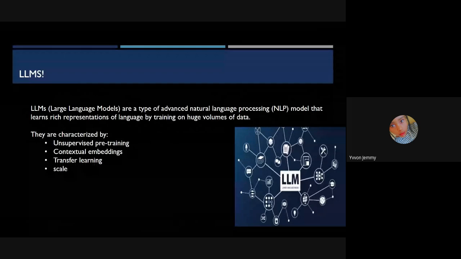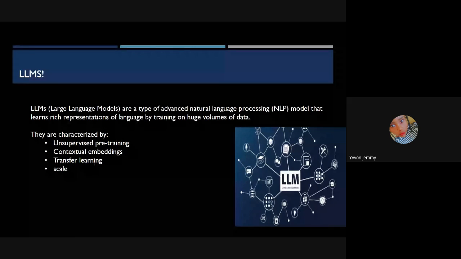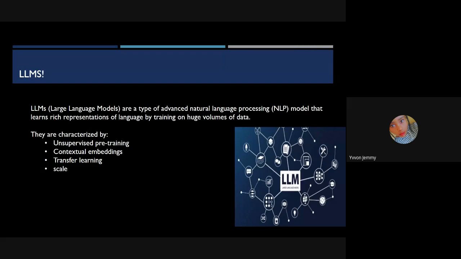LLMs are a type of advanced natural language processing model that learns rich representations of language by training on huge volumes of data. After training them, they can be used to train other models, like chatbots. A characteristic of these large language models is unsupervised pre-training.